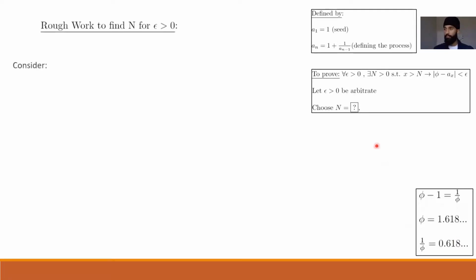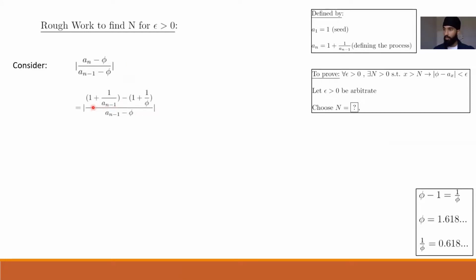So let me just move my face out of the way so we can refer to these facts. We need one more fact, which is specific to the limit, which is the golden ratio. We need this identity: phi minus 1 is equal to the reciprocal, 1 over phi. And numerically, they look like this. So let's get started. Consider the ratio between the nth error and the n minus 1 error, which should be less than 1. That's what we're going to show.